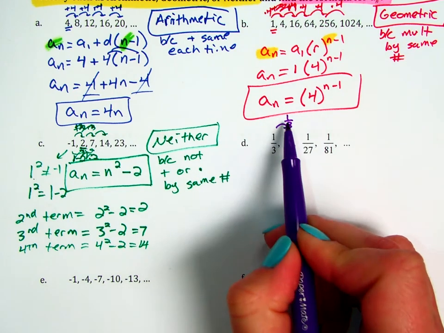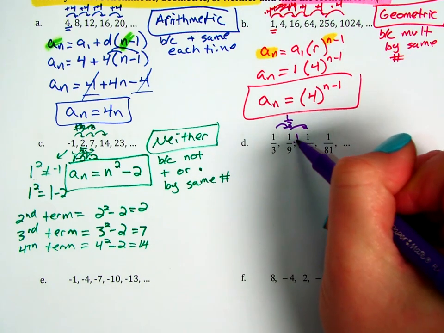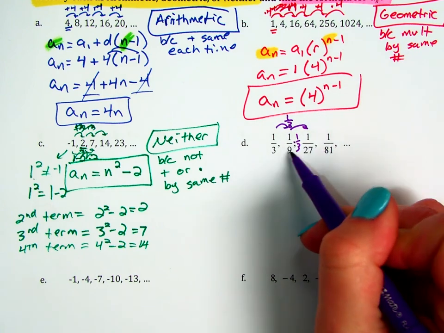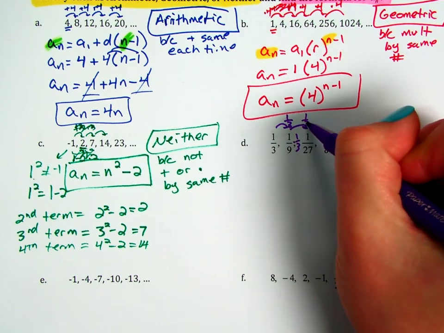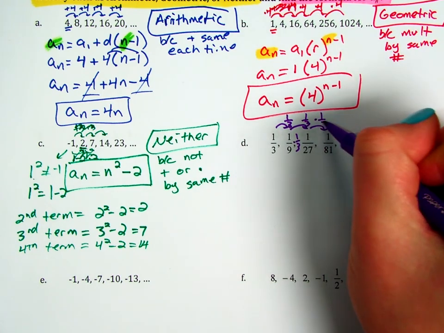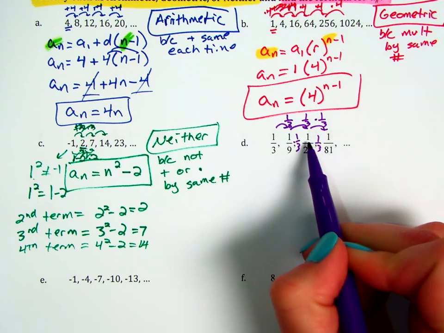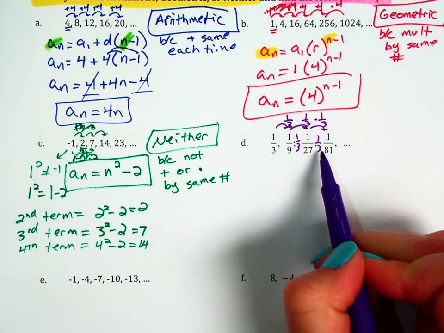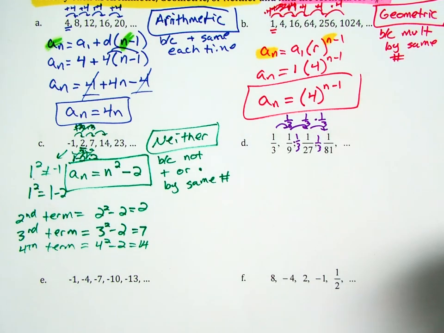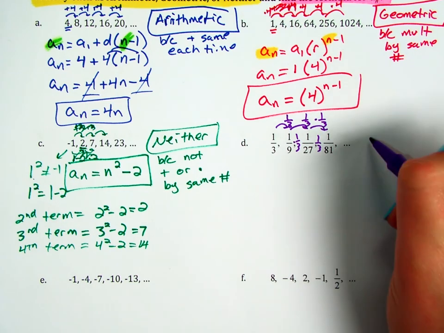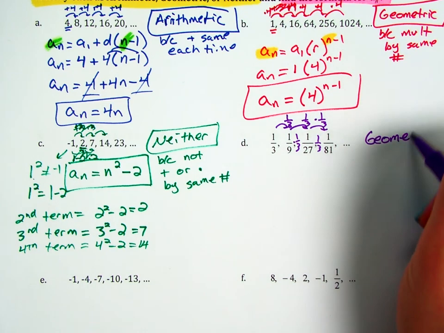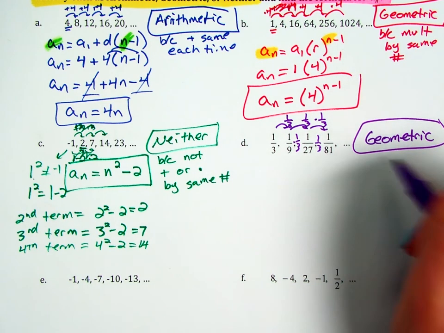3 times 3 is 9. If I multiply this by 1/3, 1 times 1 is 1. 9 times 3 is 27. Let's see if that stays the same. So 1 times 1 is 1. 27 times 3 is 81. So I'm multiplying by 1/3 each time, which tells me that this is geometric because I'm multiplying by the same number each time.